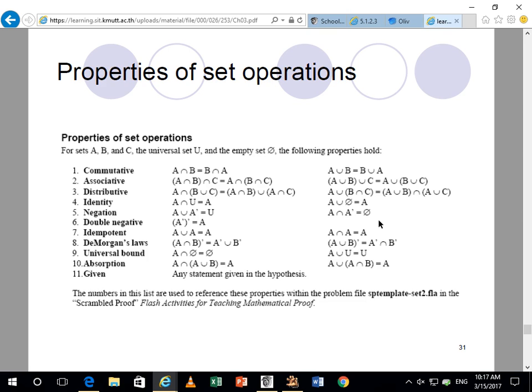Absorption we already talked about. And the last thing, universal is also here. A multiplied by 0, you get 0. And A multiplied by 1, you get A. So the last one, given. Given means it's things that are given to you to be true. So any statements given in the hypothesis, actually not true, it's just a hypothesis. You can prove it to be true or not true.